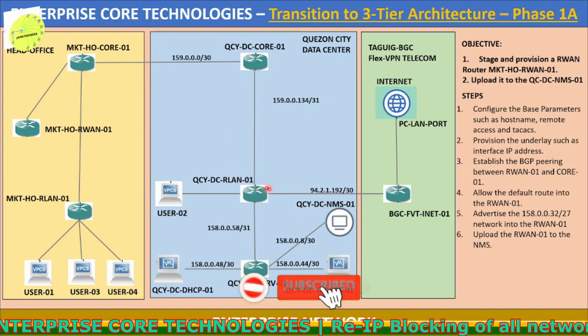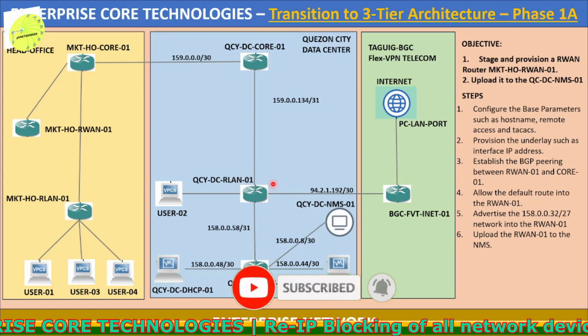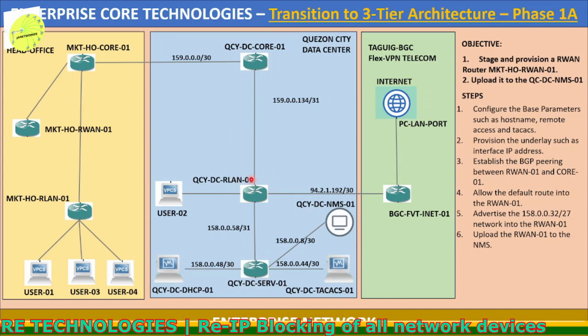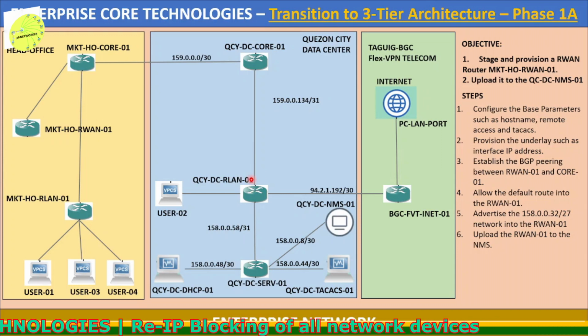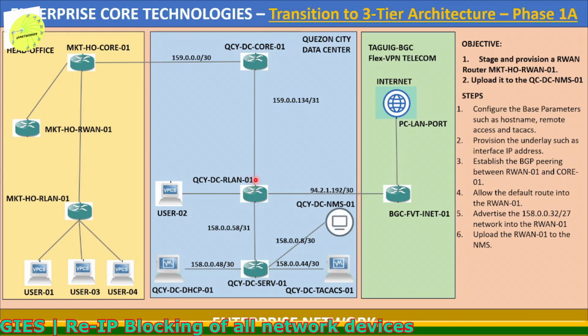/27 from RLAN QC. So we have the VLAN 10 here with the 158.0.0.32/27. So we will advertise up and be able to receive it from HUR 101. And then this one, we will upload it to the NMS. It means that the loopback 0 can reach the NMS.